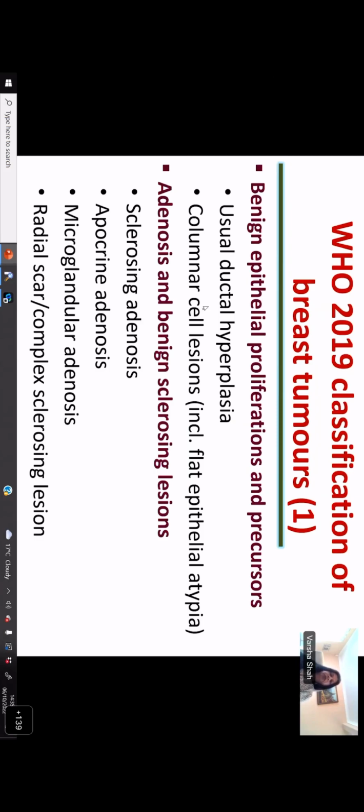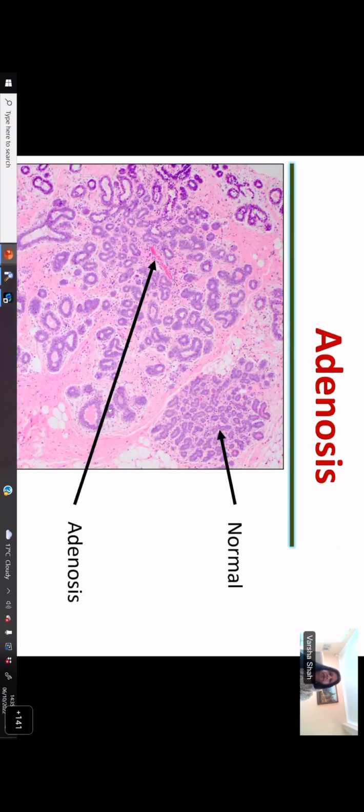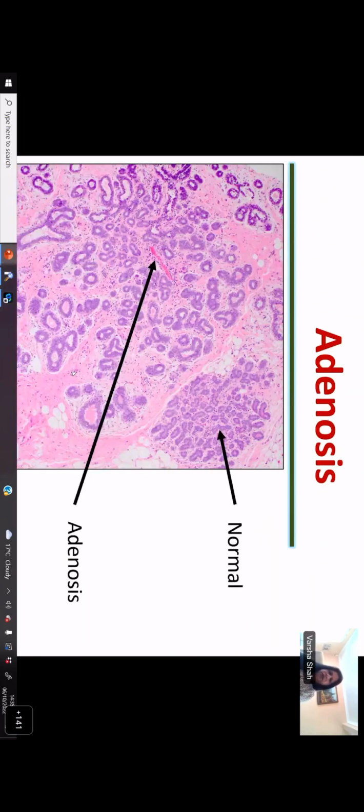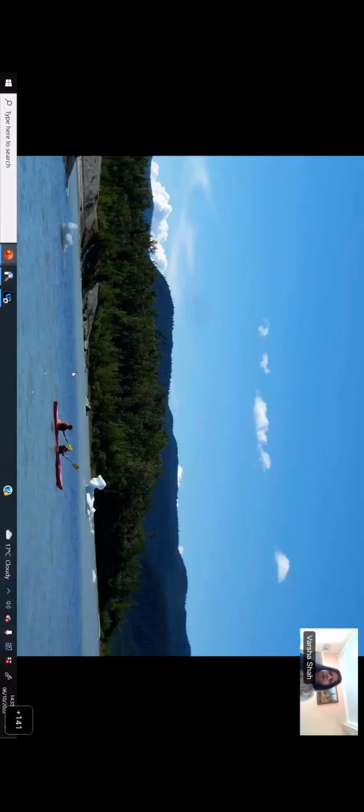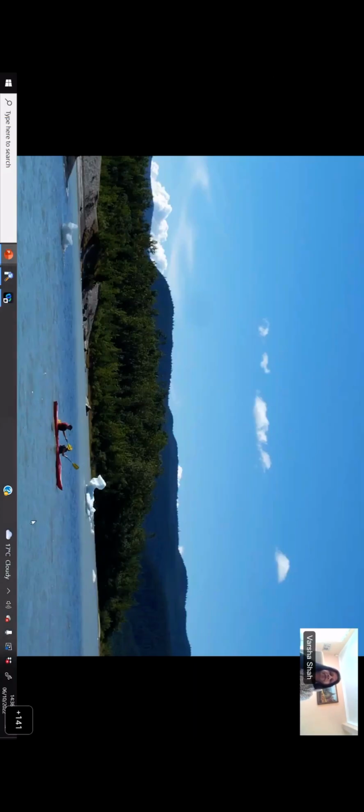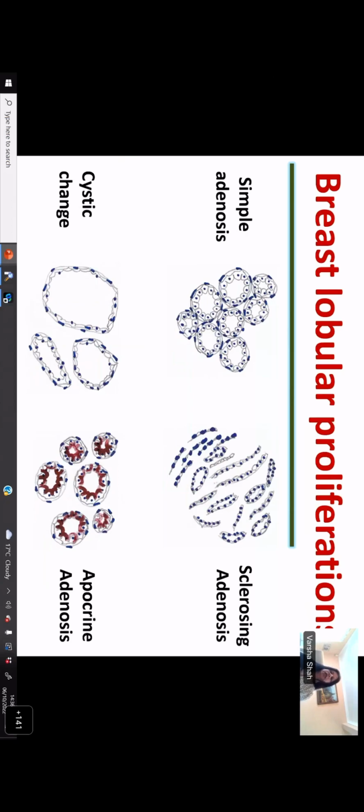So we have benign proliferations, which are hyperplasias. We have adenosis and its variants. And then we have adenomas and biphasic tumors. First I'll talk about the benign lobular proliferation.